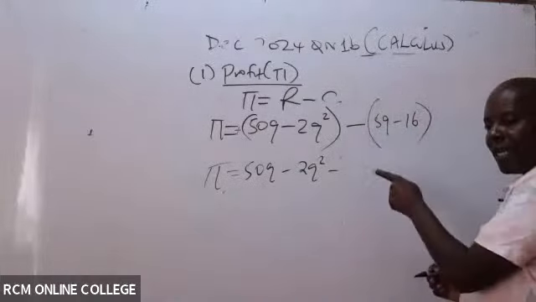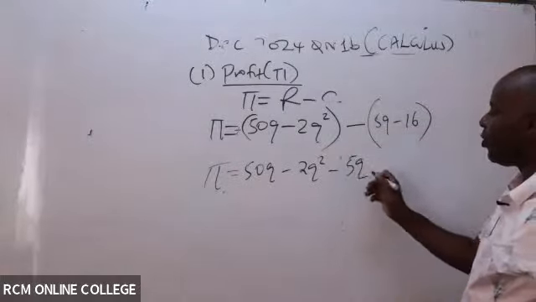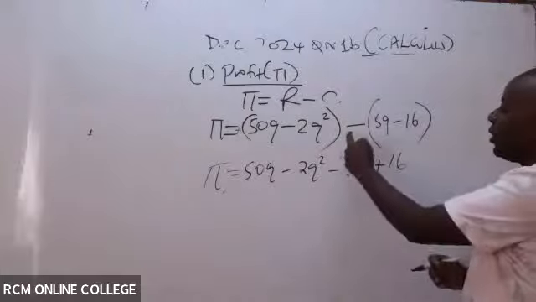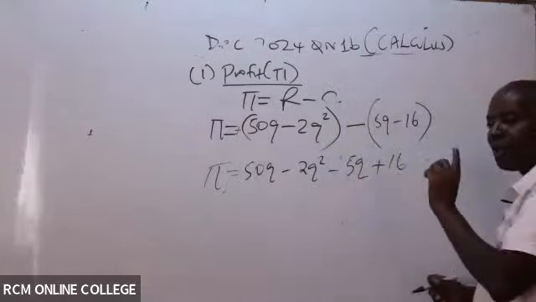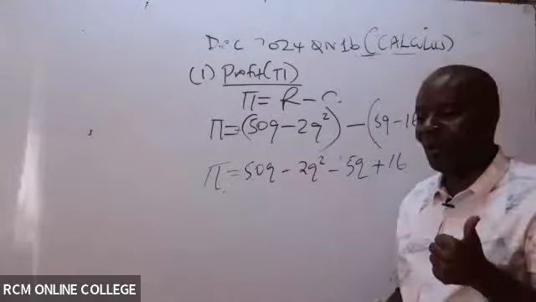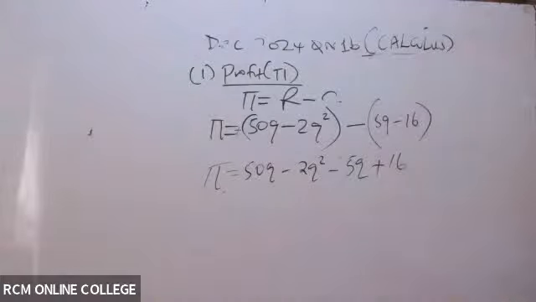Negative is bad. Negative will change the sign. If it was positive, it will become negative: 5Q plus 16, because now this one will change this. It was minus, now it becomes plus. So are we together now up to here?